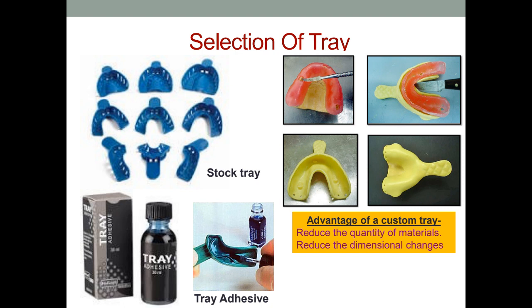You can see there are some perforations in the stock trays which help in retaining the material with the tray. But the periphery area of the tray is most of the time where the impressions are detached. So these tray adhesives will not allow the impression to detach from this area. It is very important that the material should always adhere to the tray. Otherwise, the impression can be distorted because of the shrinkage of the material.